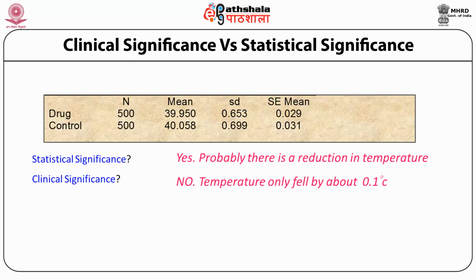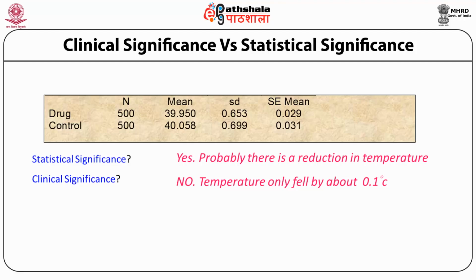Why has this come to be significant? Because N is very, very large. Here the difference is 39.95 minus 40.05, which is hardly 0.1 only. A difference of 0.1 is significant, which has no relevance. So be careful while drawing the inference.